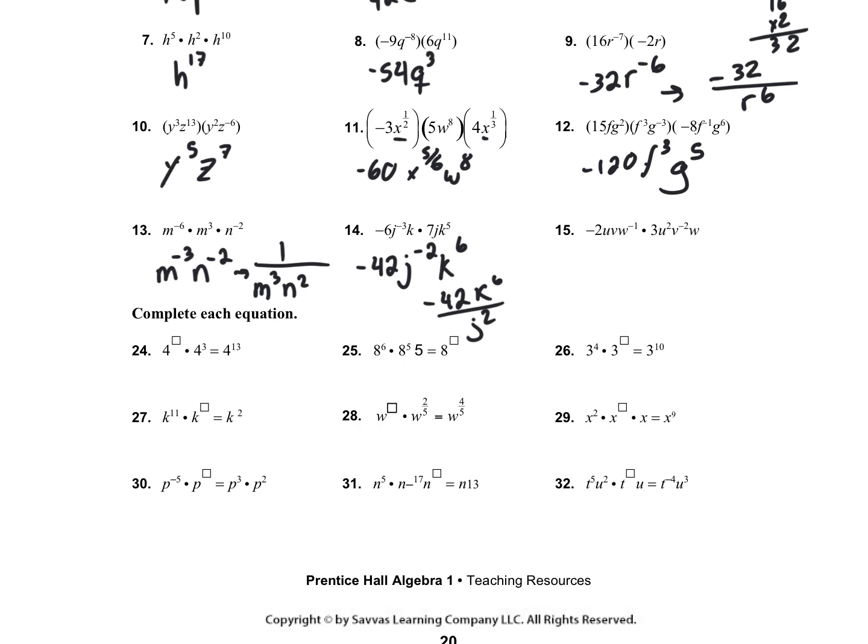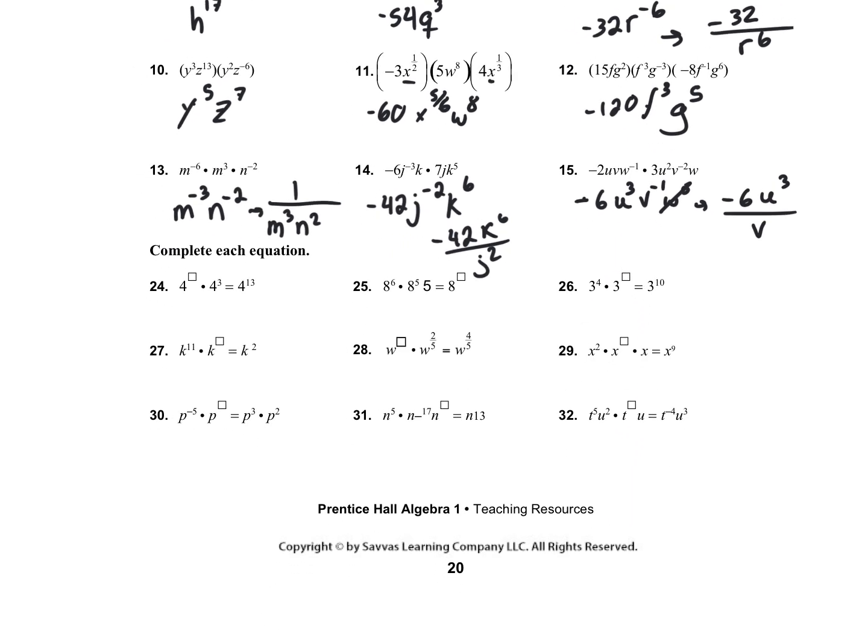And then for 15, we're going to start with negative 6. The u's would add up to 3. The v's will add up to negative 1. The w's would add up to 0. Now to fully simplify this, the w to the 0 will become 1. So I'm just going to ignore it for now. It's going to give me negative 6 u cubed over v. And if I multiply everything times 1, which is our w to the 0, it's just going to be the same thing. So this would be my final answer.